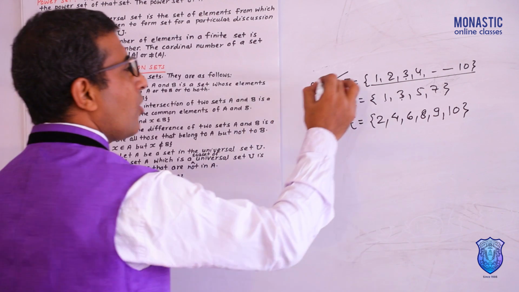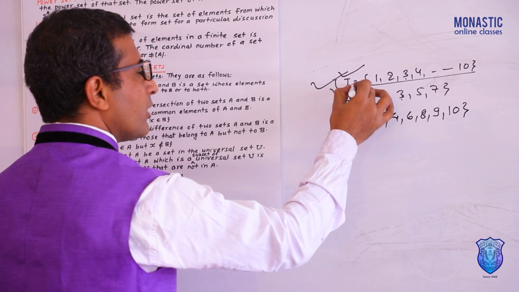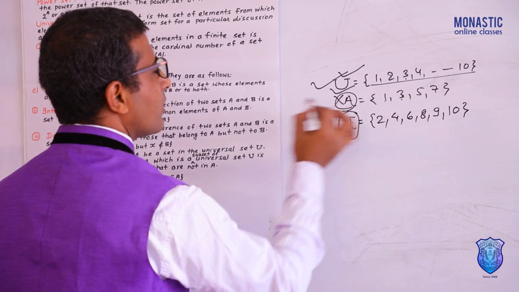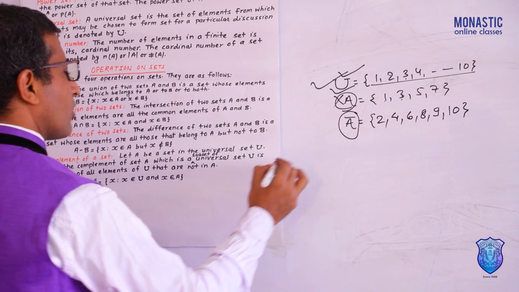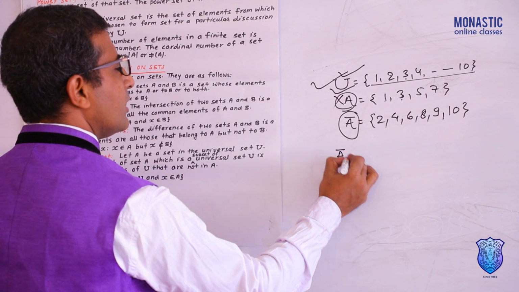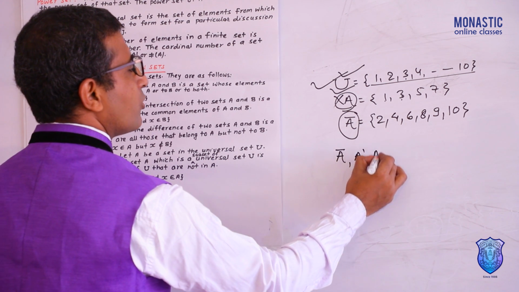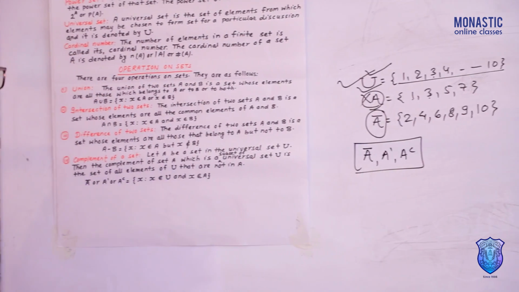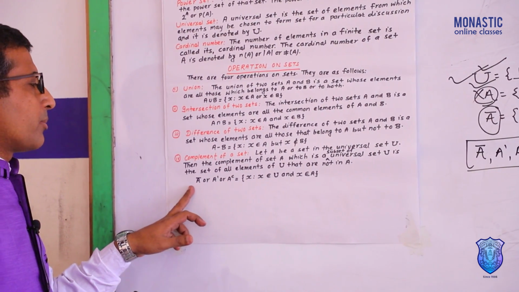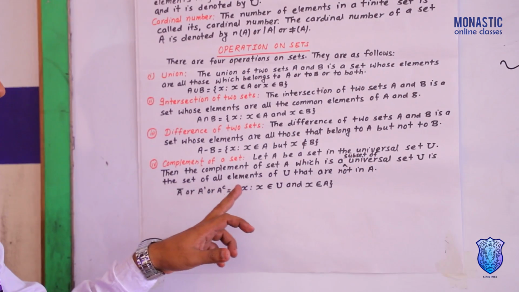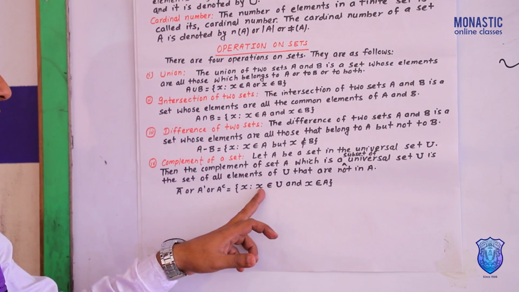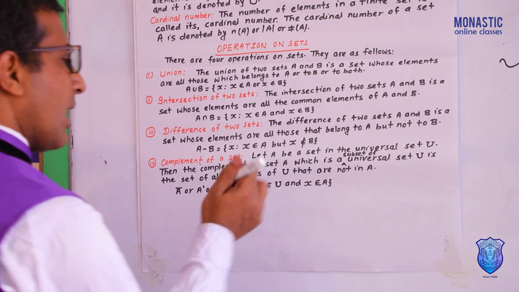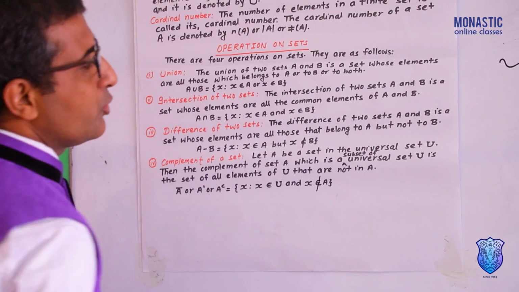We have to take all those elements of universal which are not in A; that is called the complement of A. The complement of A will be written in 3 ways. We will read all of them. In set builder method, A complement is equal to {x such that x belongs to universal and x does not belong to A}.